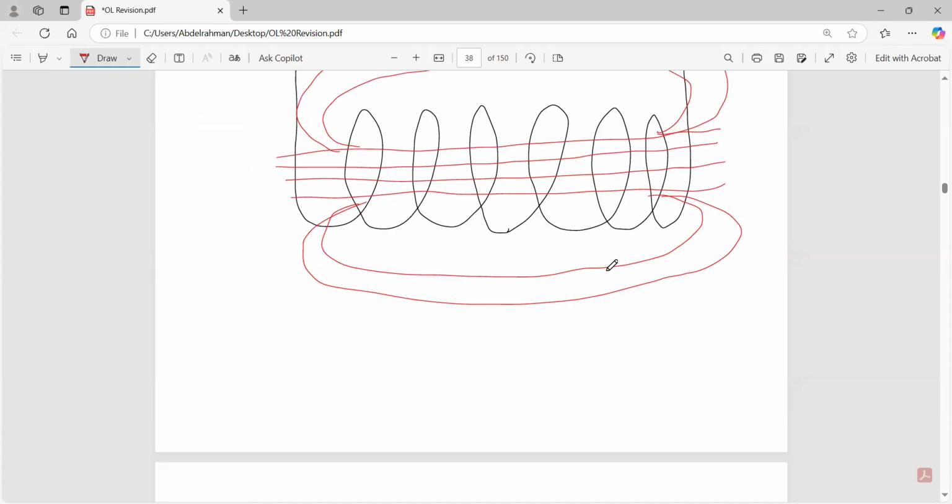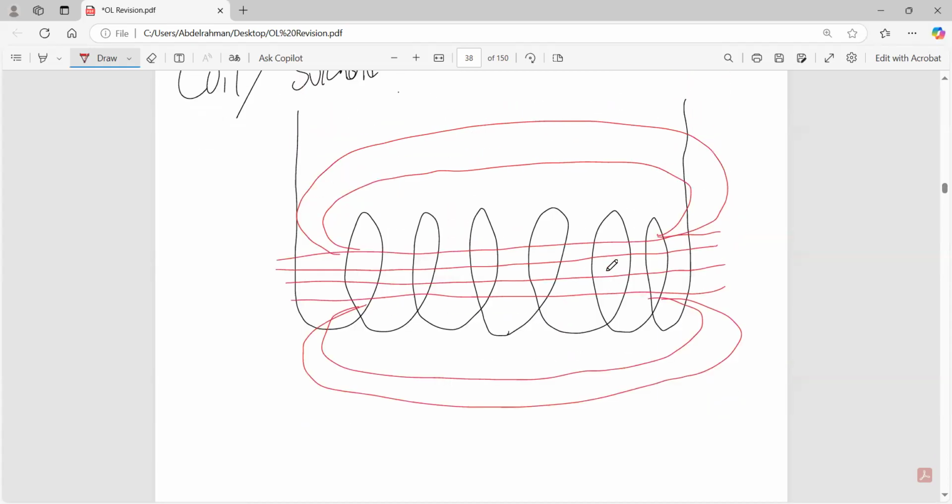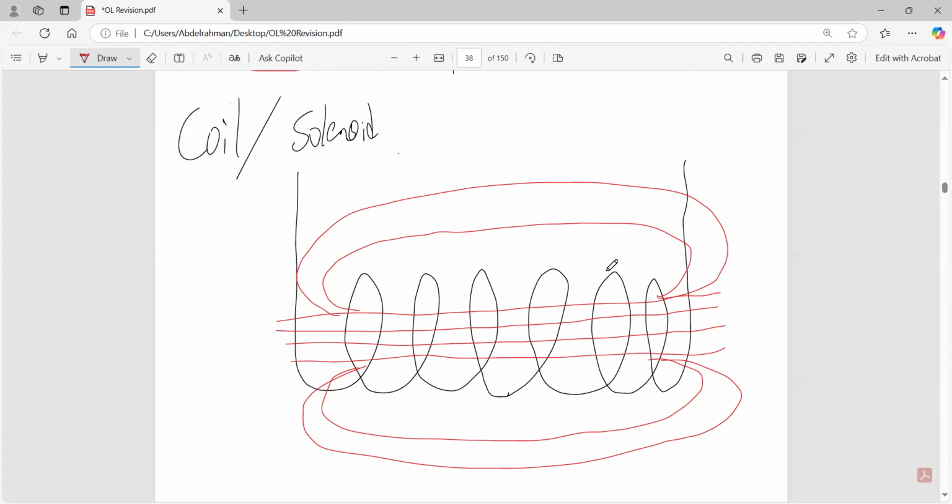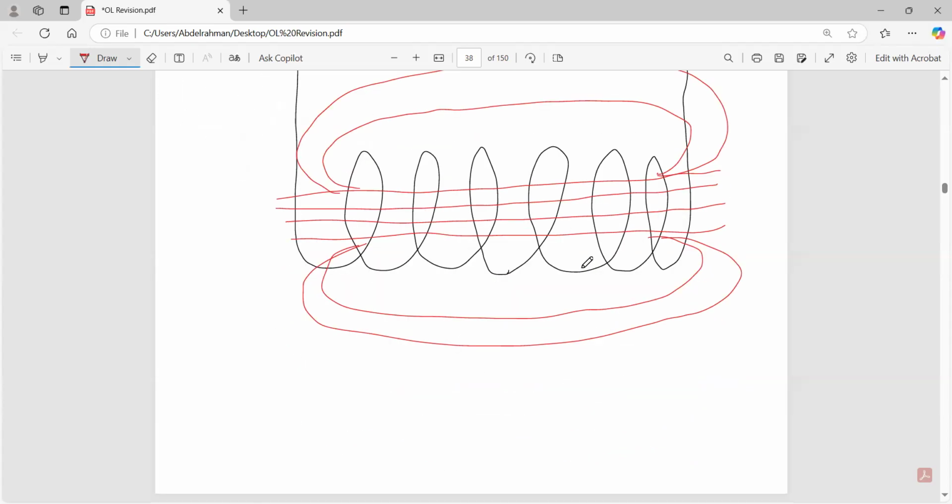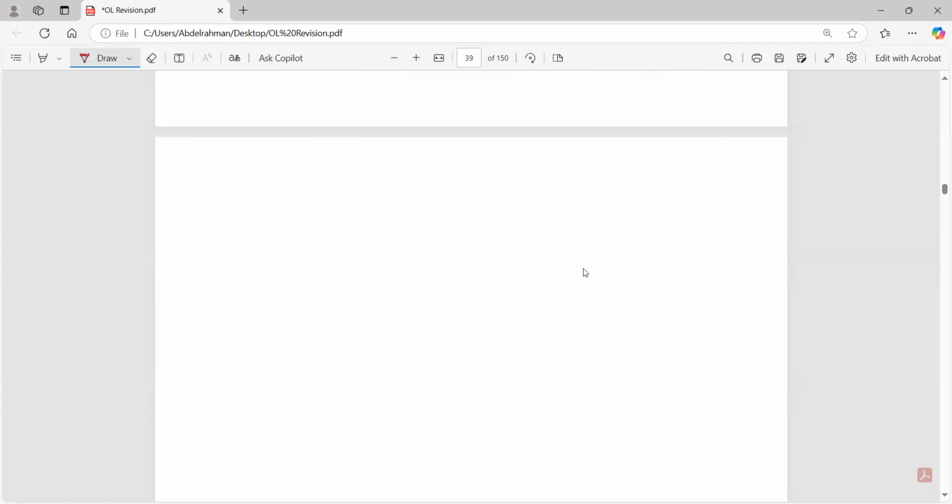I will try it out, but I just need to state some facts about this coil or about this electromagnet. Let's write down some of the advantages of an electromagnet. Why would I use an electromagnet rather than a bar magnet? A permanent magnet.